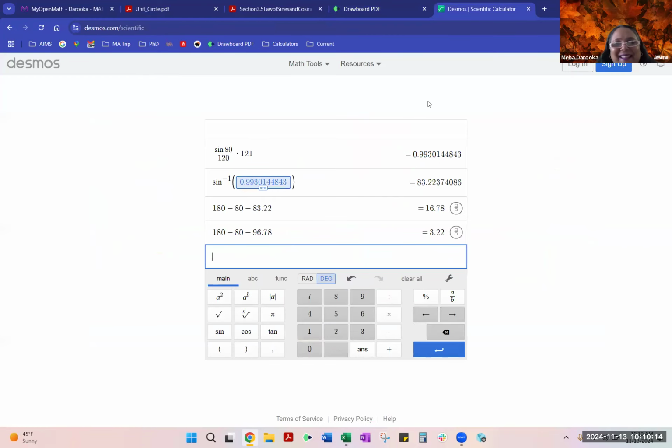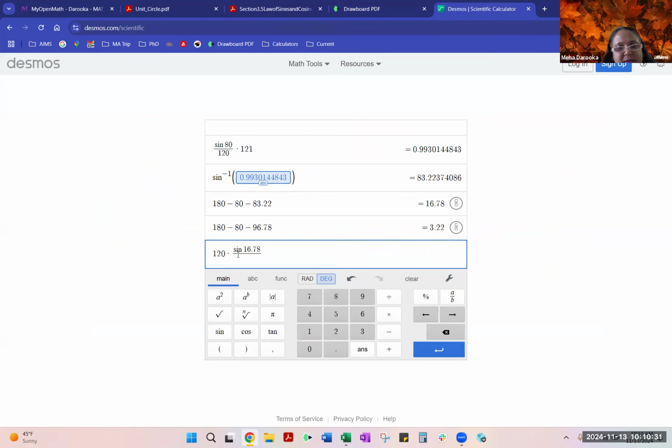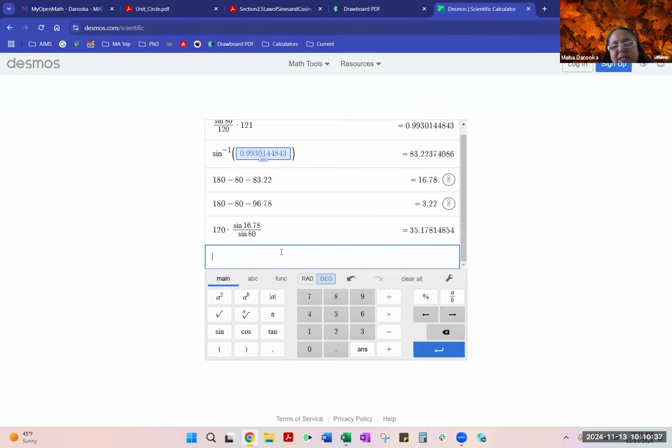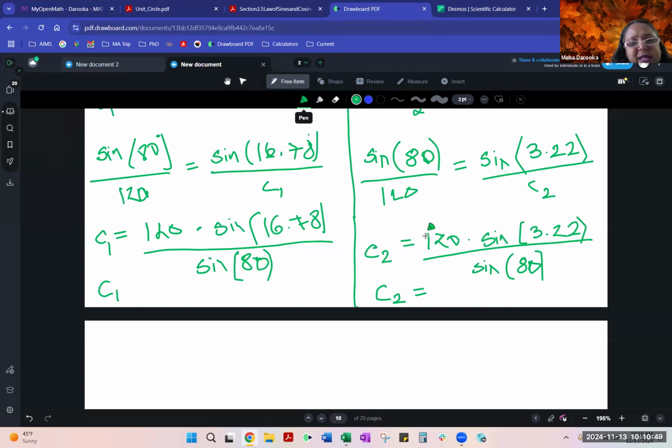Saving some typing, okay. All right, guys, so let's take a look here. So we are taking 120 multiplied by sine of 16.78, and then dividing it by sine of 80. So yeah, you can see for C sub 1, we are coming up with approximately, if I had to round this to 2 decimal places, I would probably say 35.18. So that would come out to be for our C1 approximately.